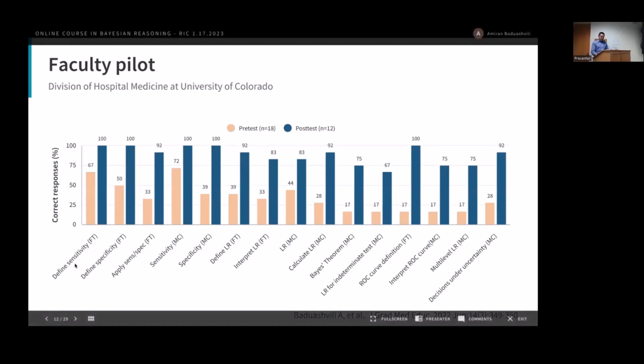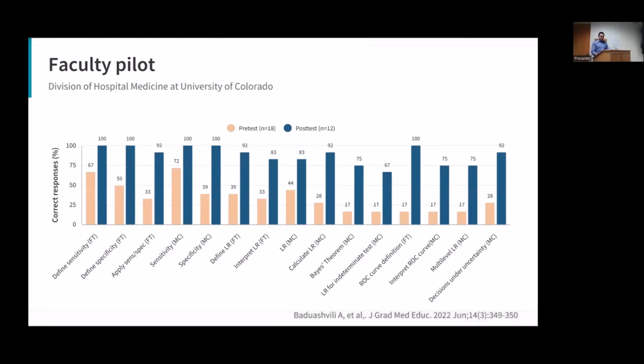Here are the results from our faculty. You start here with sensitivity, specificity, likelihood ratios, and general Bayes theorem, interval likelihood ratios, ROC curves, and so on. So moderate performance in just sensitivity, specificity, but then you see down here lots of room for improvement, which it seemed like the course accomplished, at least in the near term.